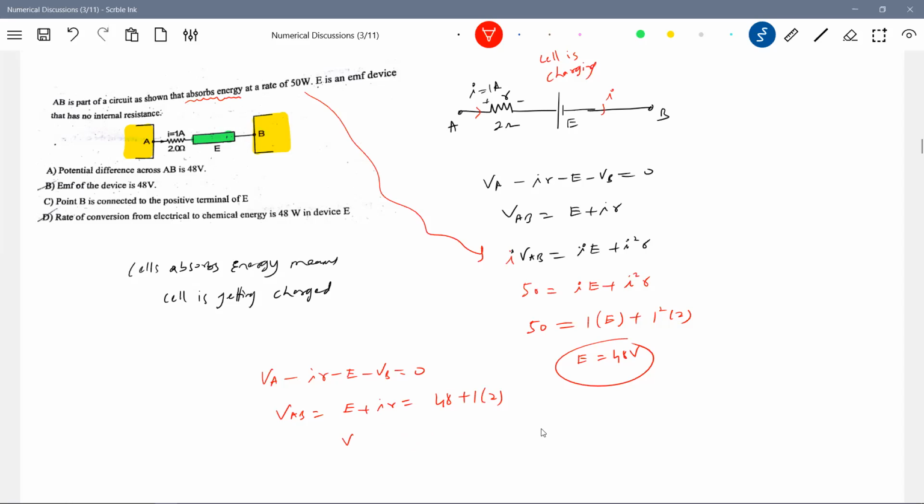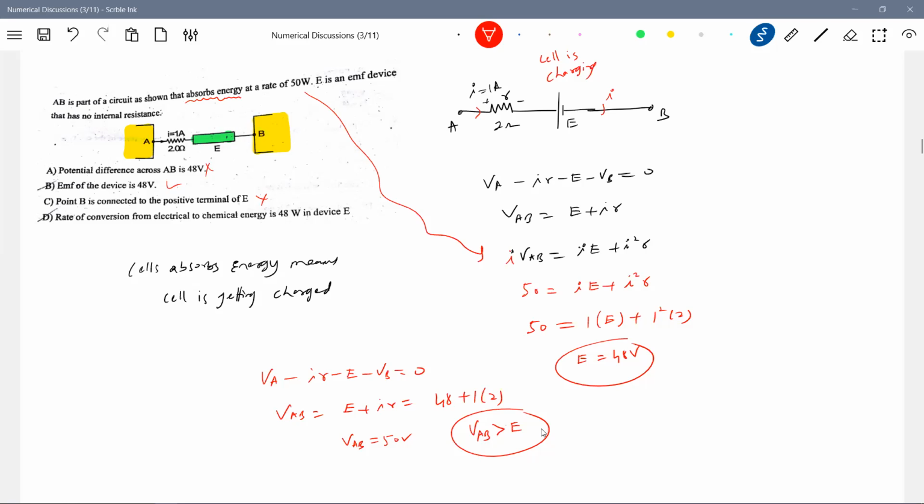When will it happen? When the cell is getting charged, no? That is the meaning. Okay, this one: point B is connected to the positive terminal or negative terminal. This will be the wrong option. So there is the correct option.